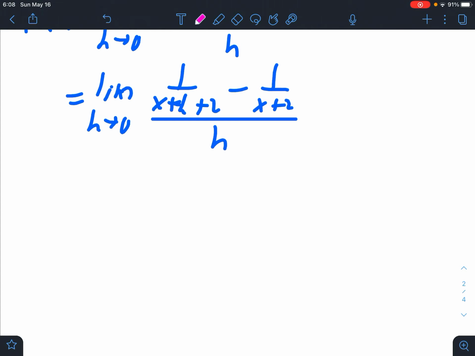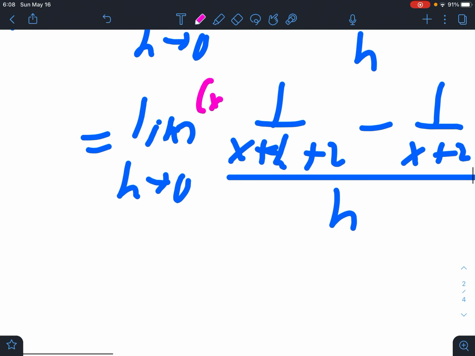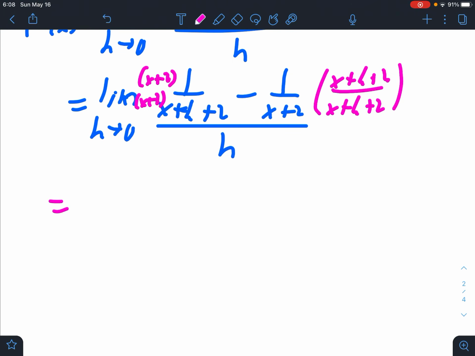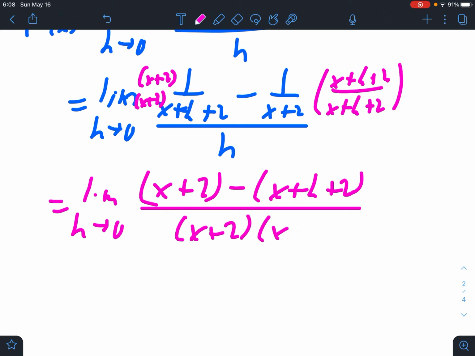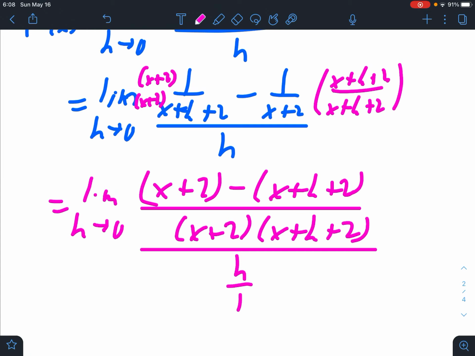All right, to do this here, we're going to get a common denominator in the numerator. So we're going to multiply this one by x plus h plus 2 over x plus h plus 2, and multiply this one by x plus 2 over x plus 2. So that gives me limit, as h approaches 0, of x plus 2 minus x plus h plus 2 over the whole common denominator, which I would tell you not to distribute out, all over h. I'm going to put h over 1 down there, so we have a fraction over a fraction.